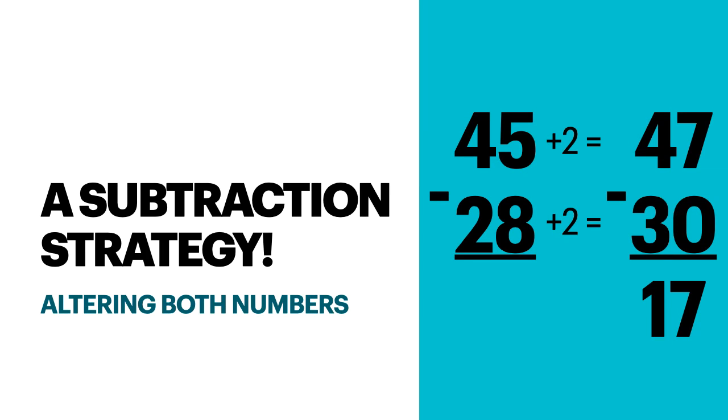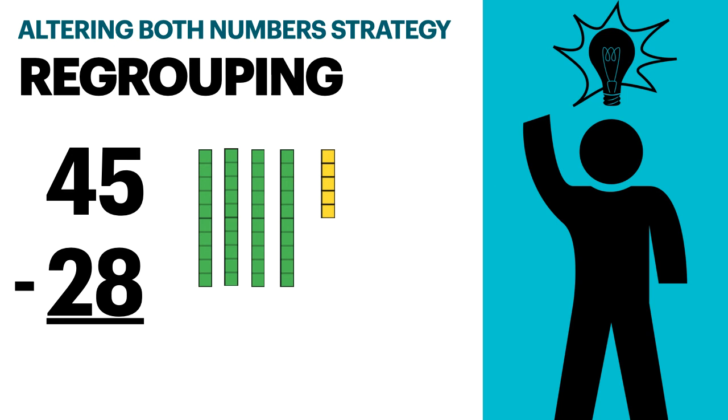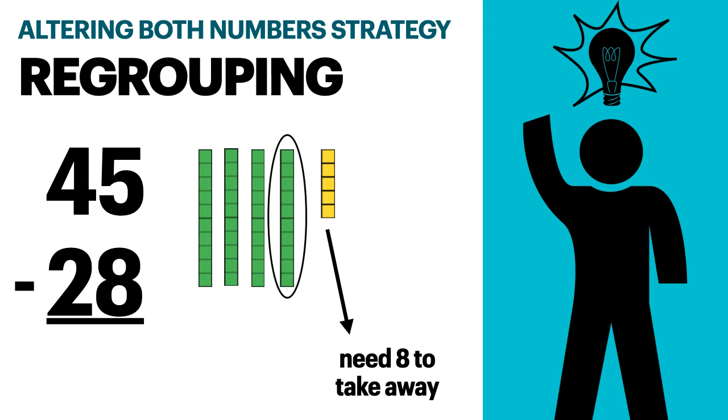Now that we remember our tens pairs, we are ready for our new subtraction strategy, altering both numbers. The altering both numbers strategy helps me when subtraction problems need regrouping. I can tell that this problem, 45 minus 28, needs regrouping because if I tried to take 8 ones away from 5 ones, I would need to regroup from my 10 sticks to have enough ones.